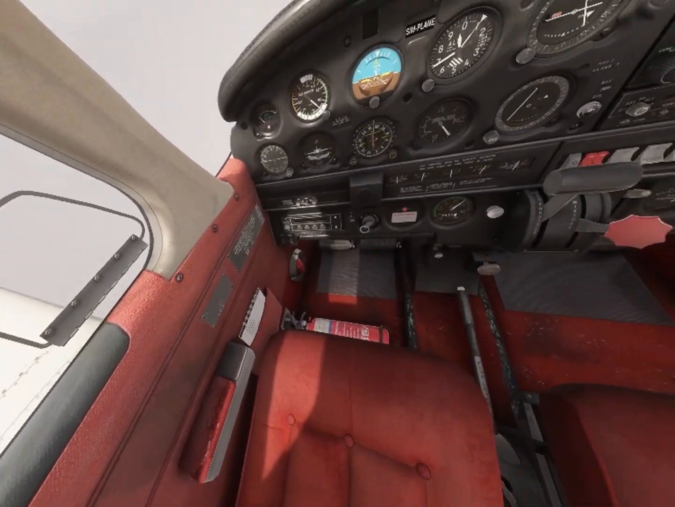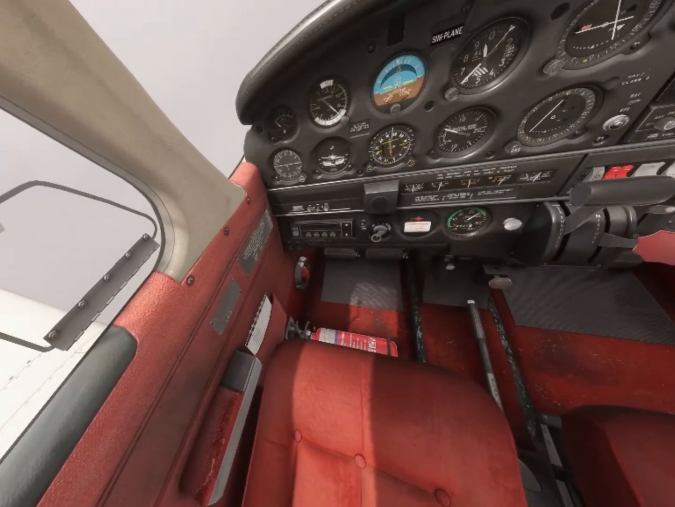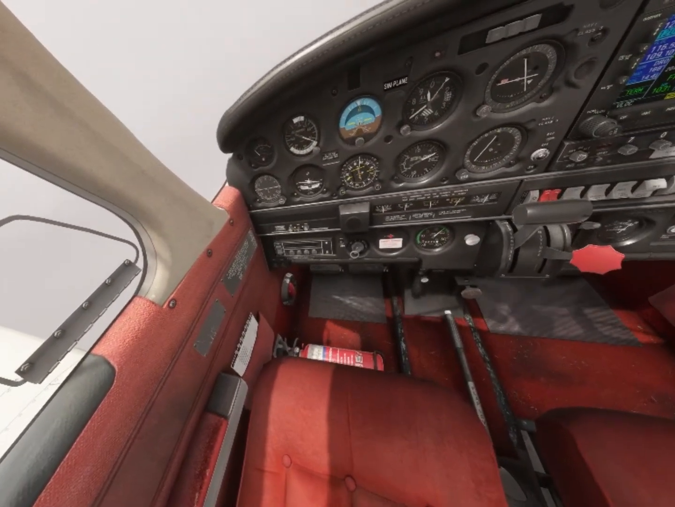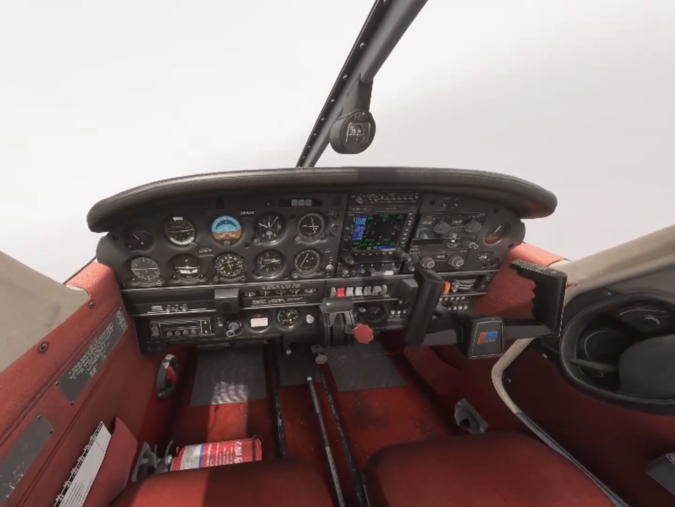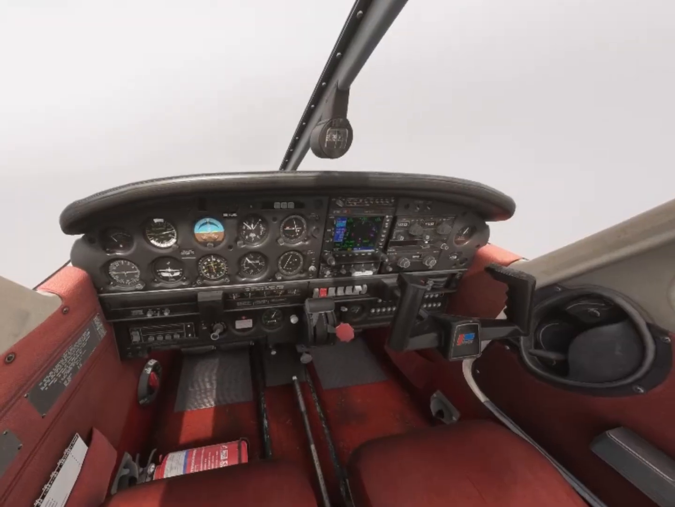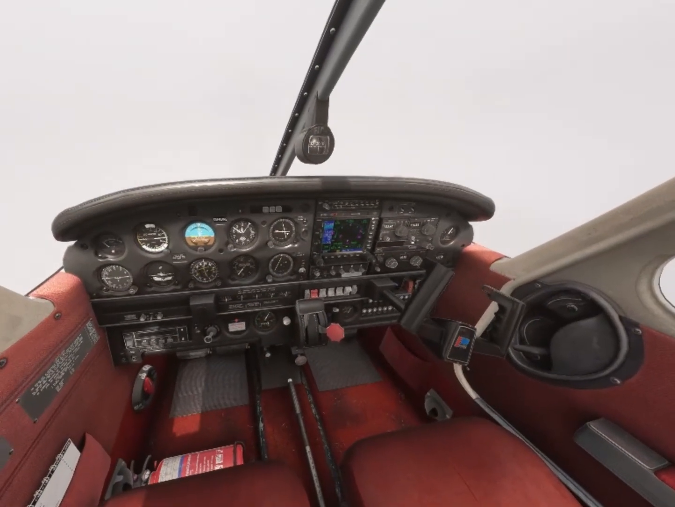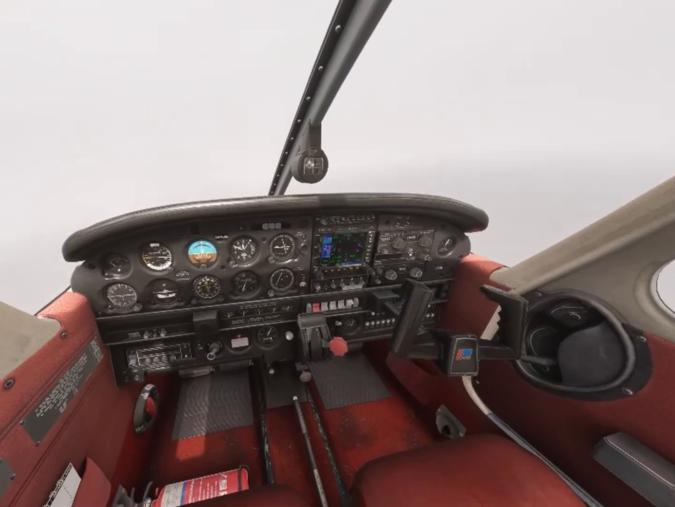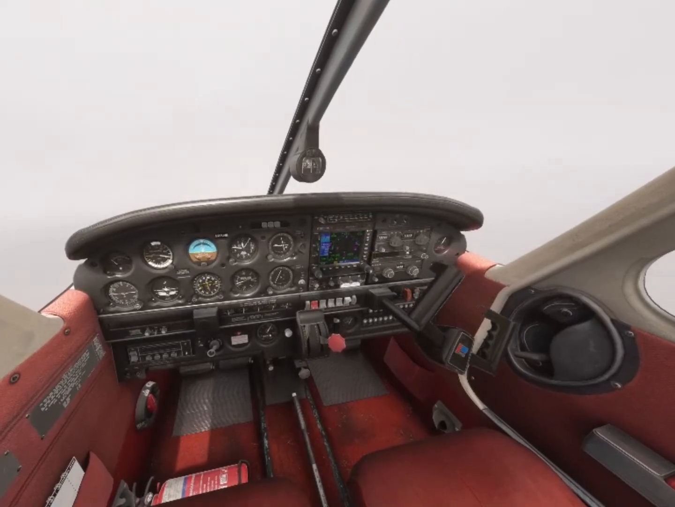Procedure turn at 9,300. Airspeed's getting low. DME 14.4, target is 14. Altitude, gain 200 feet, airspeed, increase.